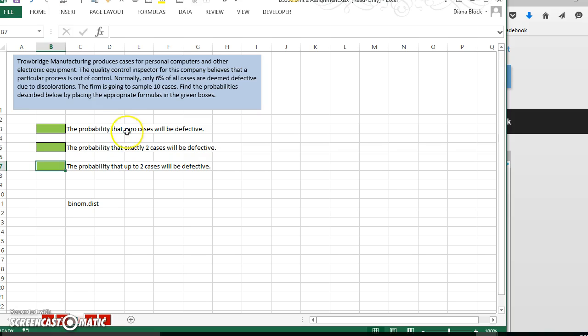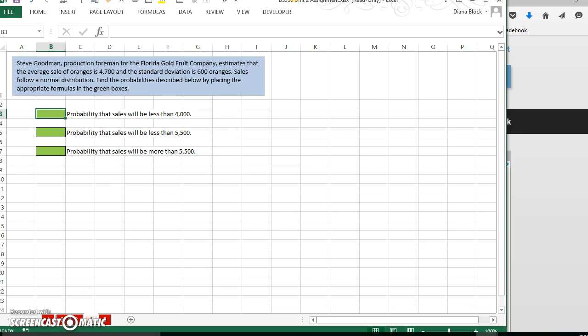So keep in mind, exactly 2 cases, up to 2 cases. So that's going to be a slightly different formula. So be careful of that, and when you're reading through the instructions on how to enter it, make sure you're following that correctly. And I'll give you a clue. It has to relate to the true and false in the last part of the function box. For one of those, you'll enter the false, and for one of those, you'll enter the true to get up to 2 cases versus exactly 2 cases being defective. But this is the function you're going to use. Check page 40 for specific instructions.